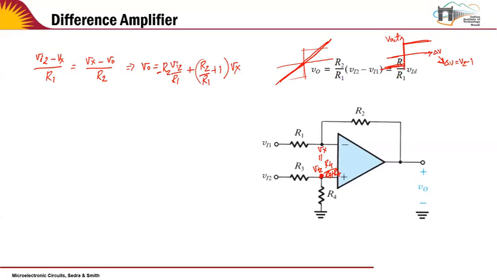Now, if you want to substitute the value of Vx into this equation, then essentially the output voltage V out is 1 plus R2 over R1 into Vx, which is R4 over R3 plus R4 times Vi2, minus R2 over R1 times Vi2.